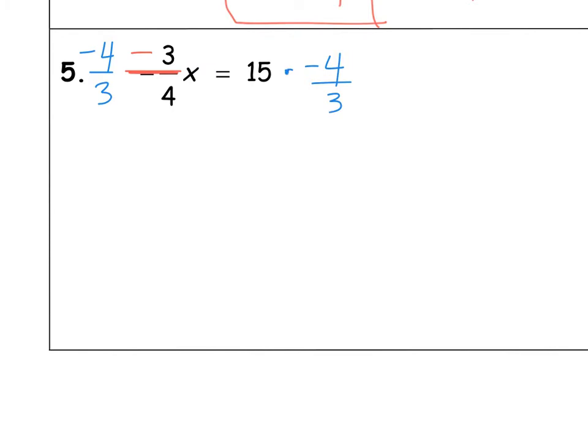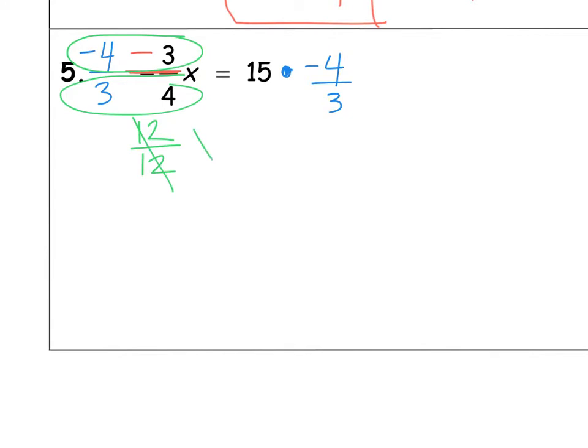The reason we're doing this is when you multiply by a reciprocal, it equals 1. So we want the coefficient of x to be 1. If I multiply straight across, I can see negative 4 times negative 3 is positive 12. 3 times 4 is also positive 12. Well, what's 12 divided by 12? It's just 1, so it all just cancels out.